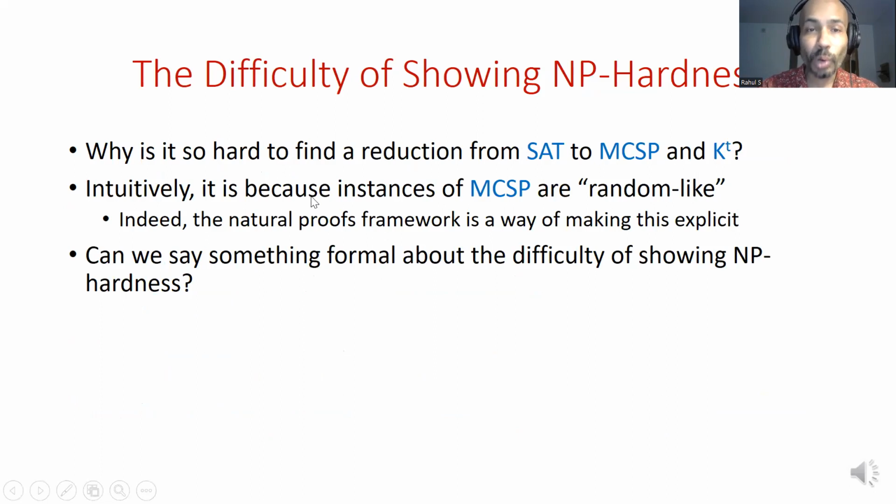So the difficulty of showing NP-hardness. Why is it so hard to find a reduction from SAT to MCSP and K superscript T? This is something that people have tried to do for a long time and haven't succeeded. Intuitively, the reason why it's so hard is because instances of MCSP or K superscript T are random-like. MCSP is really about distinguishing functions of high circuit complexity, which behave like random functions, from functions of small circuit complexity, which are more structured. And similarly with K superscript T, I mean, K superscript T is about distinguishing random strings that are incompressible from strings that are compressible. So in fact, the natural proofs framework is a way of making this explicit. So that's an intuitive reason, but can we say something formal about the difficulty of showing NP-hardness?